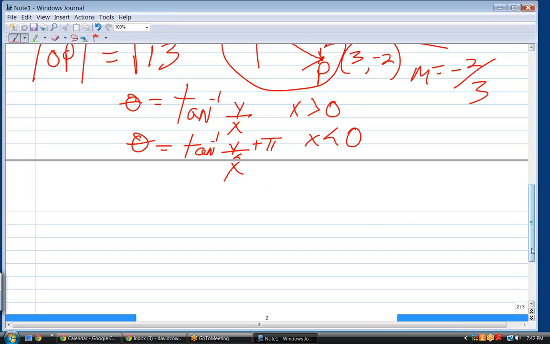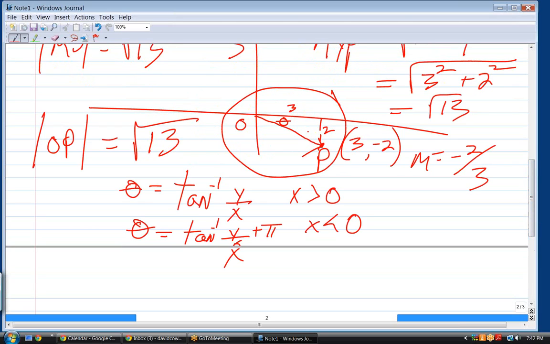Well, in this case, x is positive. It's a positive 3. So I would use this. And if I use the negative 2 for y, then I get the inverse tangent of minus 2/3. That's going to be a negative angle. So it works for this.